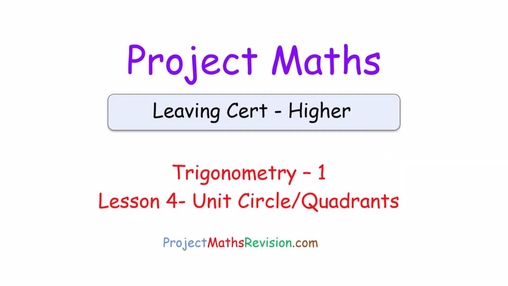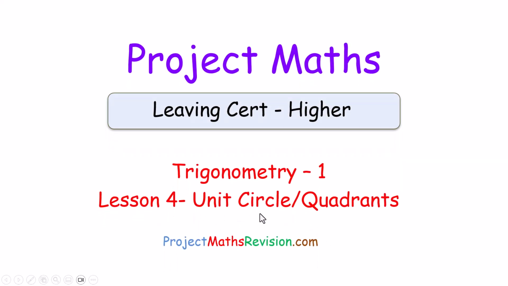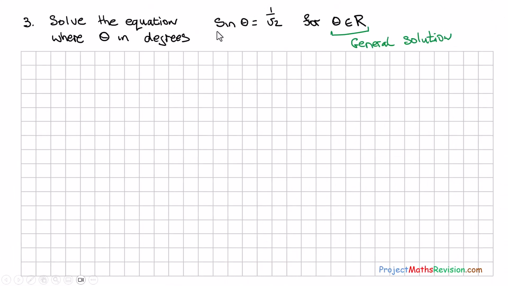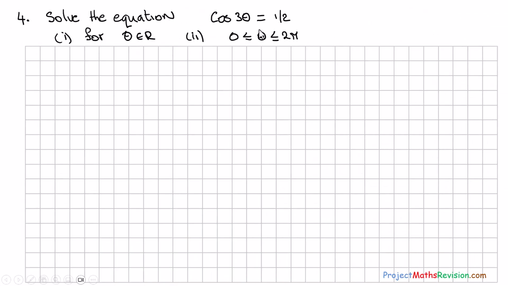In this next lesson, we will take a look at how the unit circle and quadrants can be used to solve trigonometric expressions such as sine of x equals a half for values of x between 0 and 360 degrees, sine theta equals 1 over root 2 for all real values of theta, and for cos 3 theta equals a half for both cases where theta is a real number and also for the case where theta is between 0 and 2 pi.